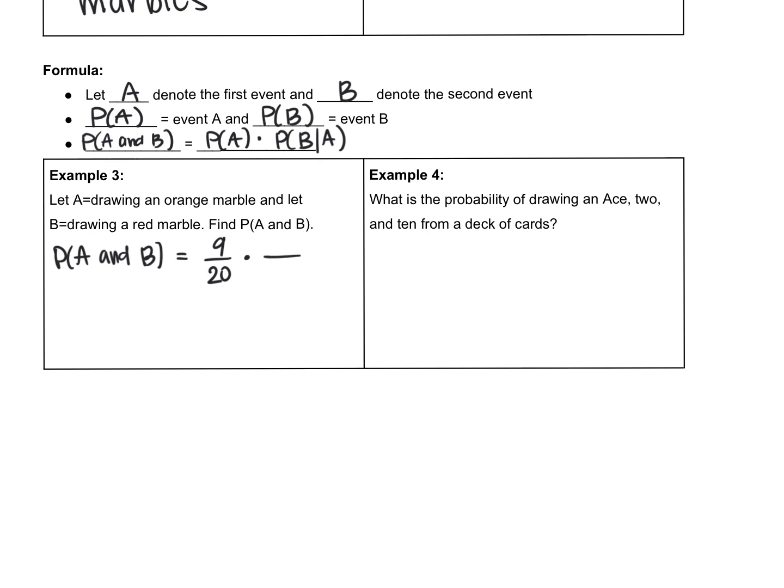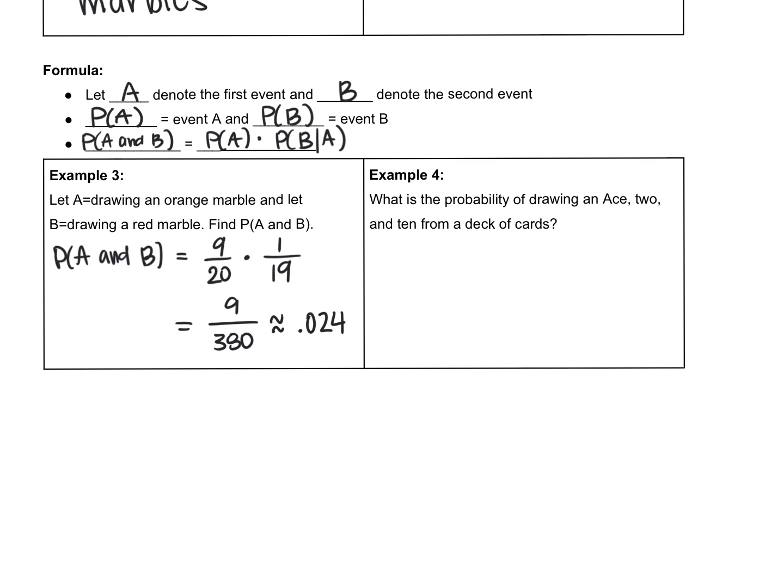So we know that there are no longer 20 marbles in my bag. There are only 19. And now my numerator is just going to be the number of red marbles, which is 1. So remember, you multiply straight across. So 9 times 1 is 9, and 20 times 19 is 380, which does not simplify. And 9 over 380 is about 0.024. So just a little over 2% chance that you draw an orange marble and then a red marble.